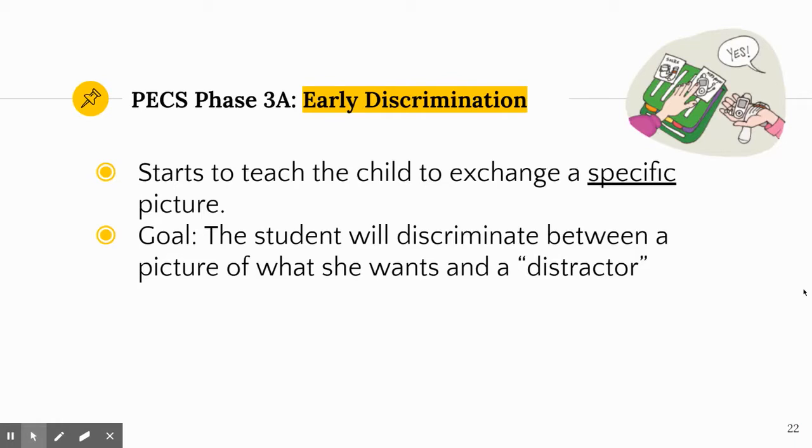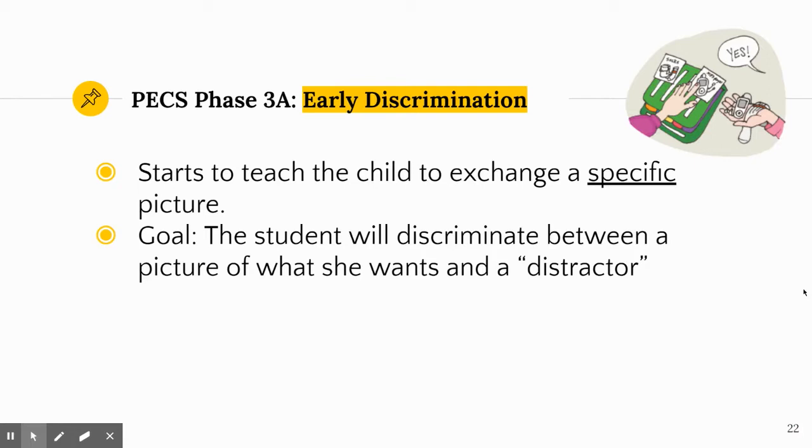Up until now, there's only been one picture symbol on the front of their book, so they don't need to even look at that picture or really decide if that's what they want. They just need to know that I pick up this picture and I give it to you and I get what I want. Now they need to really look at the pictures, choose the correct picture, and then give it to us in order to get what they want.